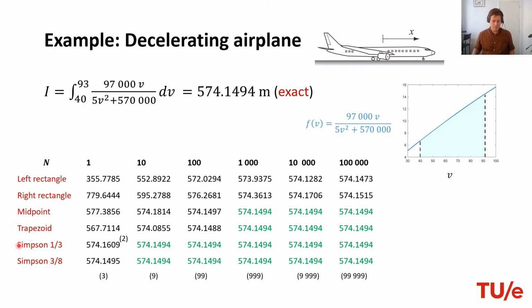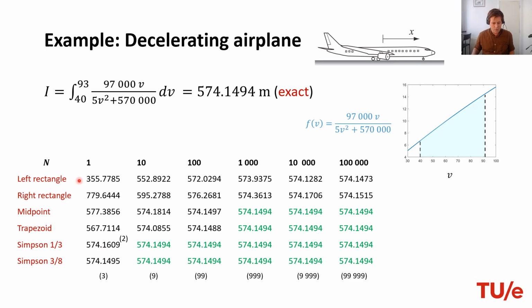For these Simpson rules, if you only want to apply such a Simpson 1/3 rule, the amount of subintervals has to be even. So here I had to use 2 subintervals instead of 1. For the Simpson 3/8 rule, the amount of subintervals has to be divisible by 3. So here I use 3, and then here I use 9, here 99, etc. That's a small side note, but it doesn't really affect the conclusions that we have here a lot.